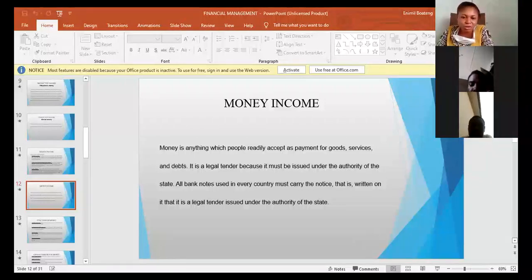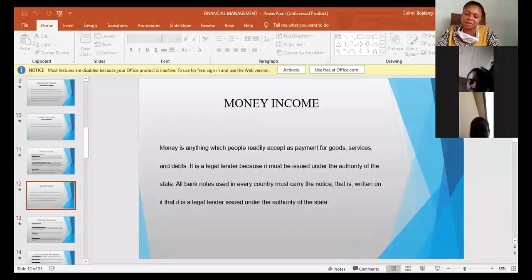And all bank notes used in every country must carry the notes. If you have any bank note at all, if you look beneath it, the writing is very small. And this note is issued on statutory authority, is legal tender, and it must be accepted for payment of any amount. Any bank note at all you take, that is written there very small.